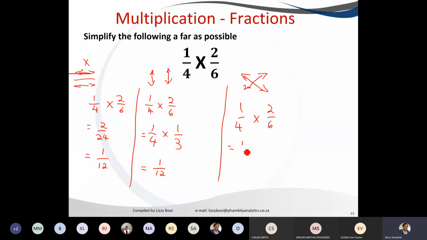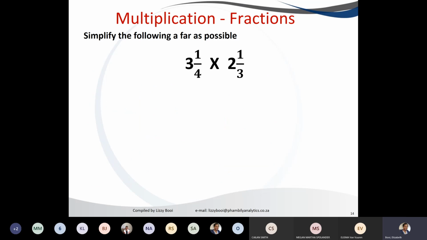So 2 can go how many times into 4? It goes 2 times. And 2 goes how many times into 2? It goes 1 time. You know that 1 and 6, nothing can be done. And the answer here, 1 times 1 is 1. 2 times 6 is 12. And you can see that all of the answers are equal to 1 over 12. So whichever method you find useful, you can apply when you do multiplication of problems.